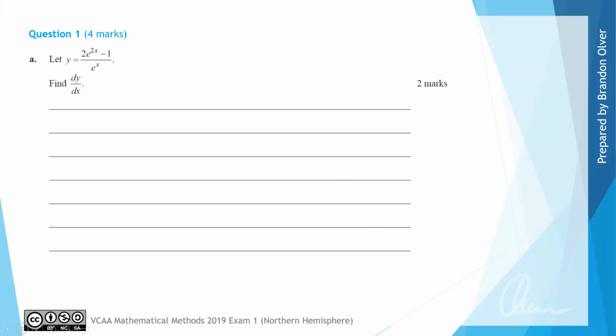For part A of question 1 we have let y equal (2e^(2x) − 1) divided by e^x, and we are asked to find the derivative dy/dx. Firstly we can notice that this is a function divided by another function, so we can use the quotient rule. To apply it, we let the numerator equal u, so u is going to equal 2e^(2x) − 1, and v is going to be the denominator, which is just e^x.